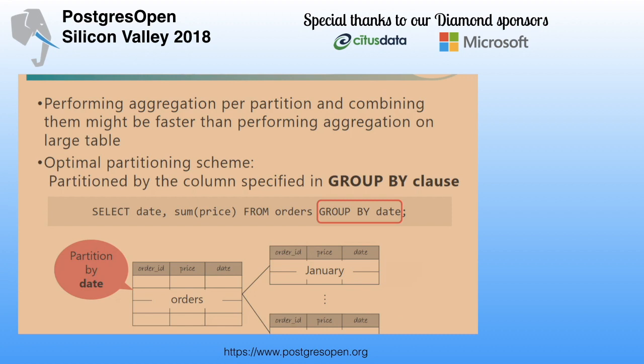In this case, an optimal partitioning scheme is partitioning a table by the column specified in the group by clause. In this instance, the date column is specified in the group by clause, so when partitioning the orders table by the date column, partition-wise aggregate works well. Otherwise, it results in performing multiple aggregates, that is, partial aggregates on each partition and a final aggregate.